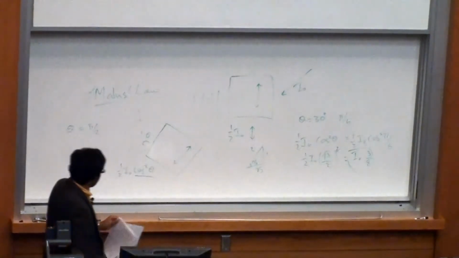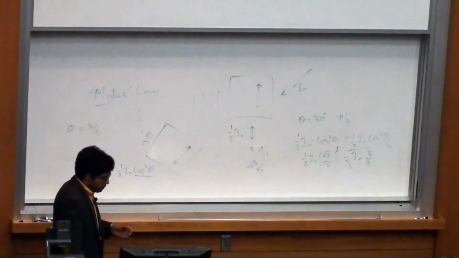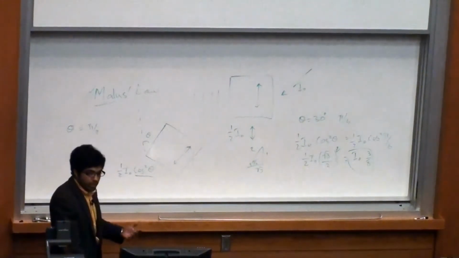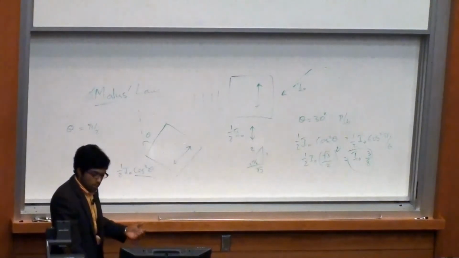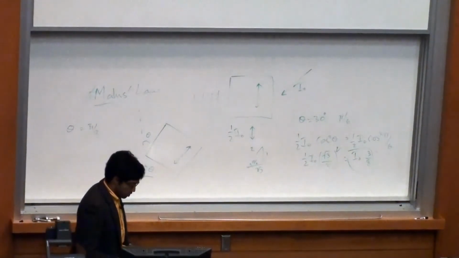Now, this is one way of creating polarized light. We looked at polarizing filters. Another way of creating 100% polarized light is accomplished by reflecting unpolarized light off certain dielectrics, such as glass, water, and so on. And then you'd also get 100% polarized light.